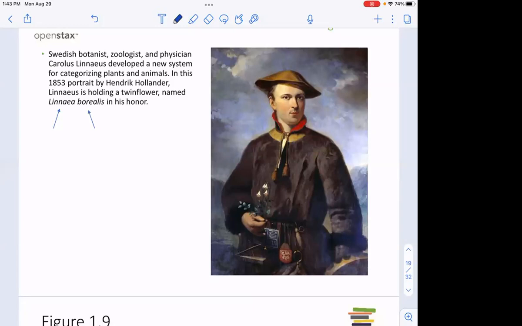The genus is supposed to be a noun, and the species is supposed to be describing that noun, or an adjective. That's a little bit looser with that. For example, the organism Escherichia coli. Okay, that's named for Theodore Escherich. He's the one that discovered it. Coli means of the colon. Okay.